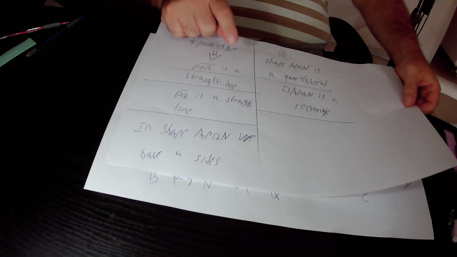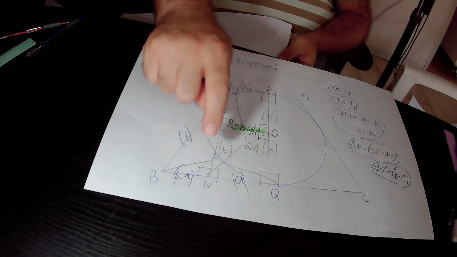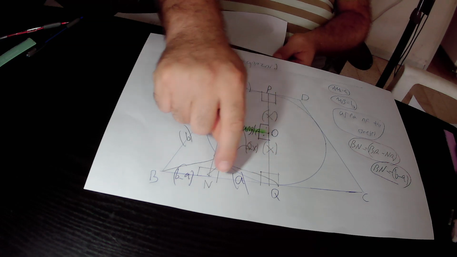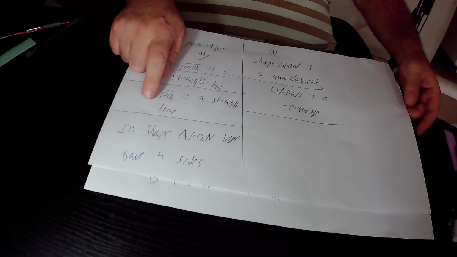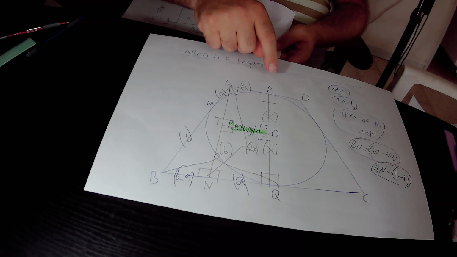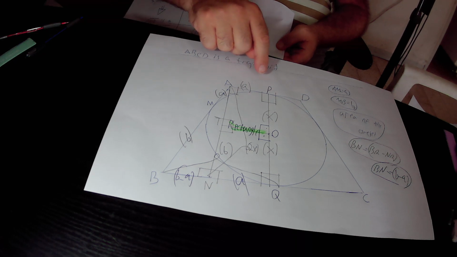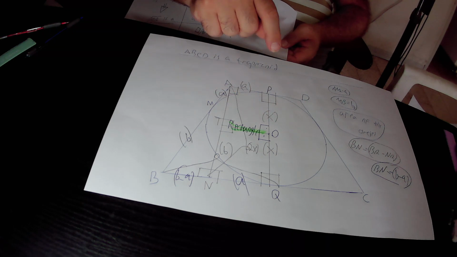PQ is also a straight line. So, in shape APQN, we have 1, 2, 3, 4 sides. Therefore, shape APQN must be a quadrilateral because it has 4 sides. So in quadrilateral APQN, we have 4 angles.